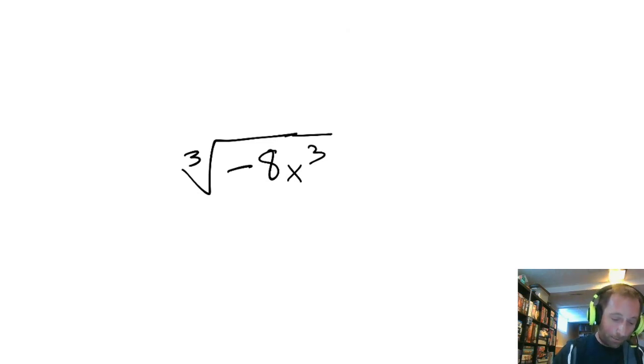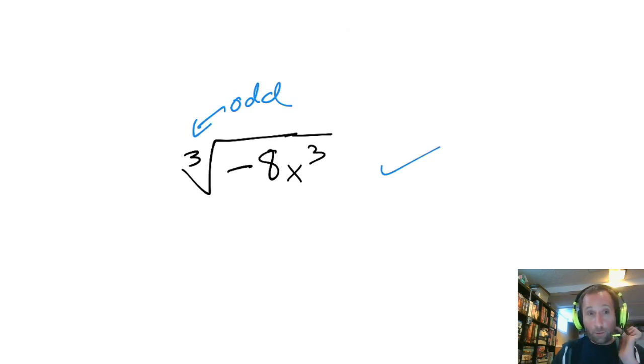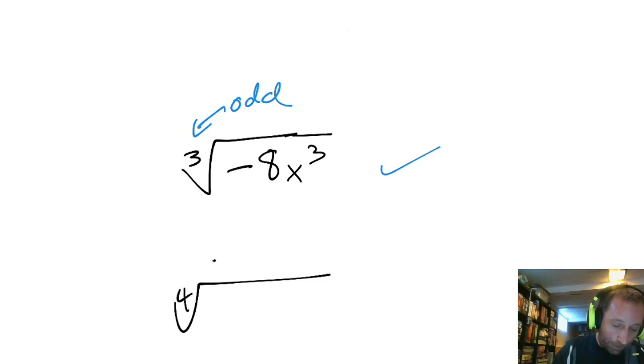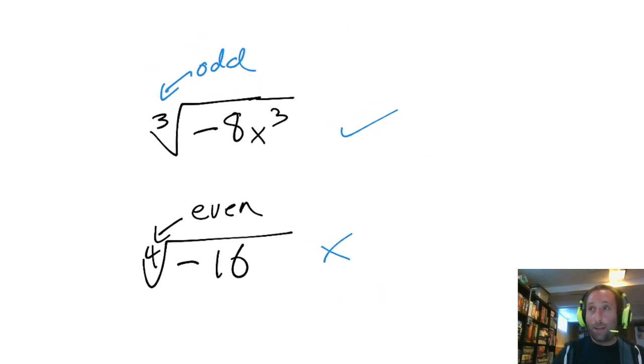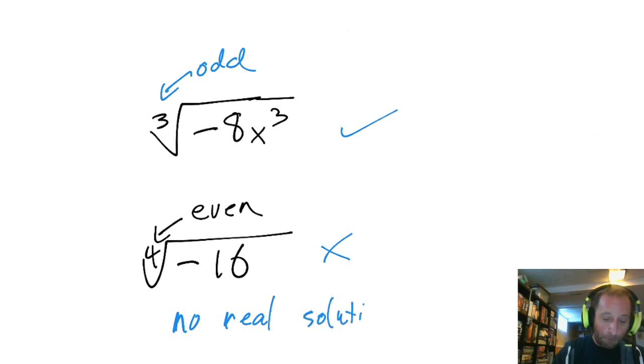depends on the index. So if this index is odd, it's perfectly fine to take the cube root or the fifth root or the seventh root of a negative value. You will get a negative answer. But if this index is even, we aren't able to take the square root or the fourth root or the sixth root of a negative value. This will not give us any real solutions, but it is okay if the index is odd.